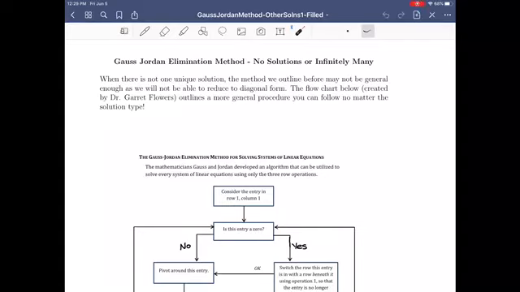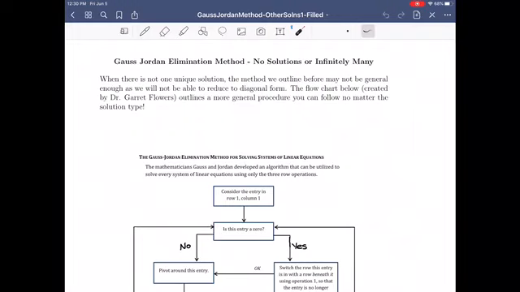In this video, we're going to talk about a more general version of the Gauss-Jordan elimination method. In particular, how to use the method when things go wrong. That's why we need to generalize it. You might not always be able to get diagonal form, so there might not be one unique solution.